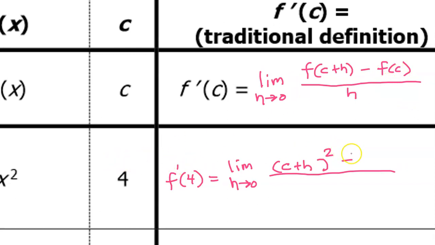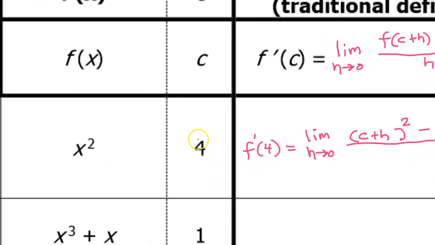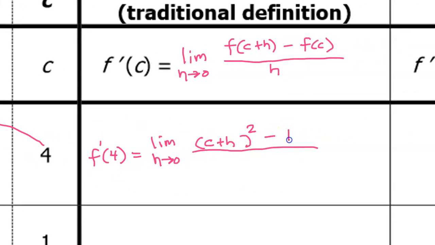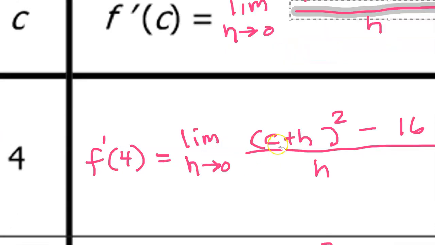So f at c means I'm going to take the c value and plug it in. So if I take 4 and plug it in, that's 4 squared, that's 16. So f at c is 16. Then I put the h. Actually, we know that the value of c is 4, so we need to substitute that in.